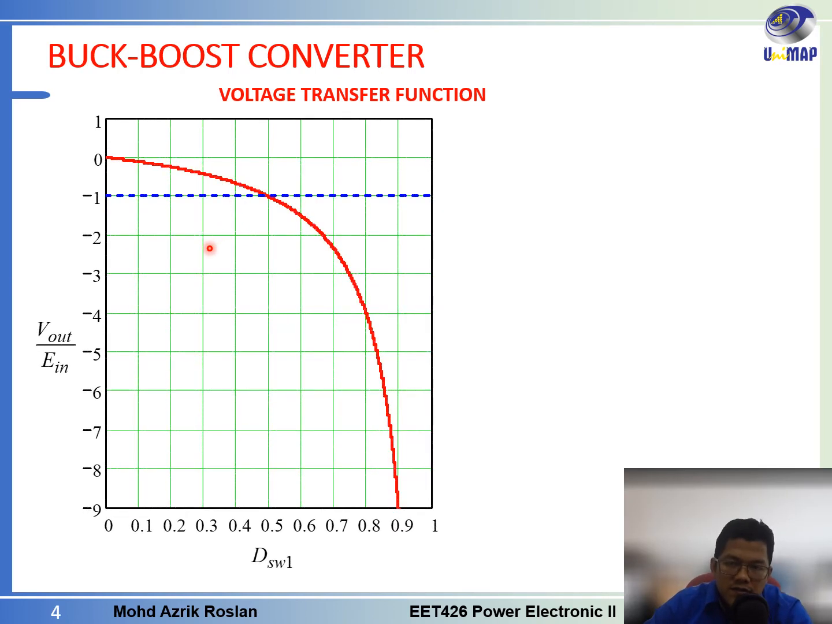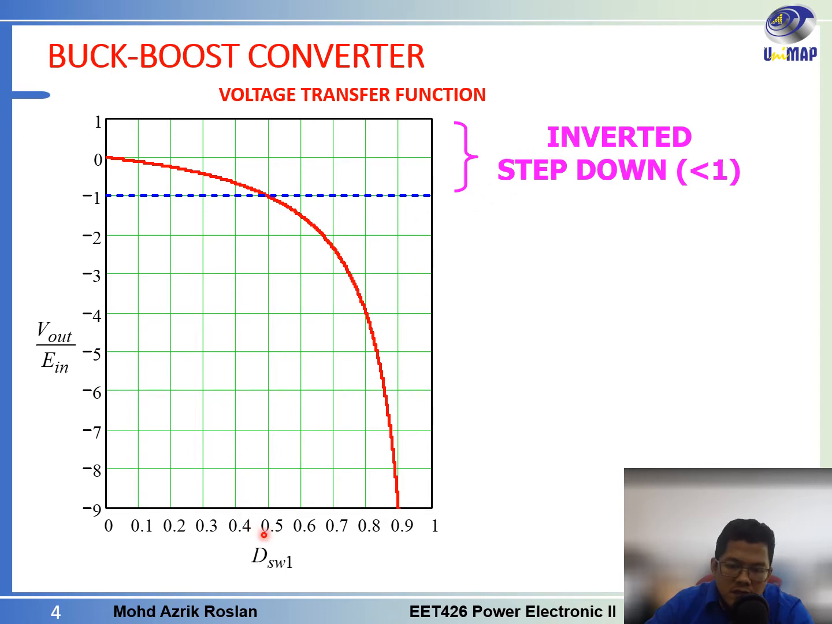Okay, this is the voltage transfer function for the buck boost converter. We have two parts here. The first one, the top here, is when the duty cycle is less than 0.5. We have the output voltage less than the input voltage. Okay, so the converter is operated in buck mode.